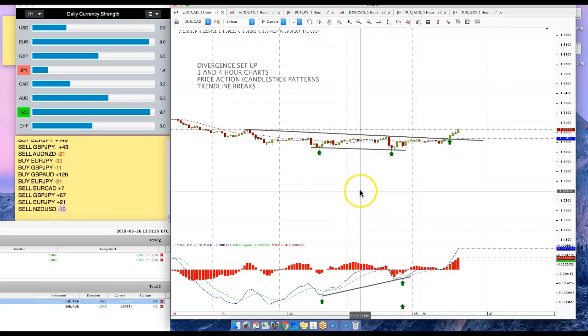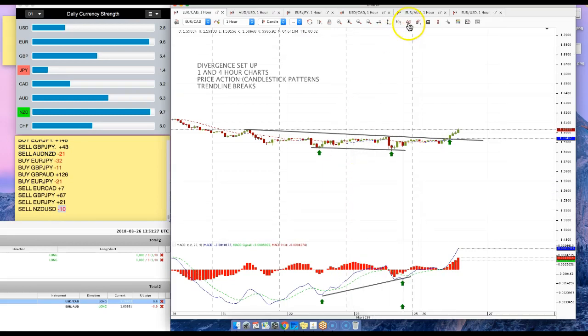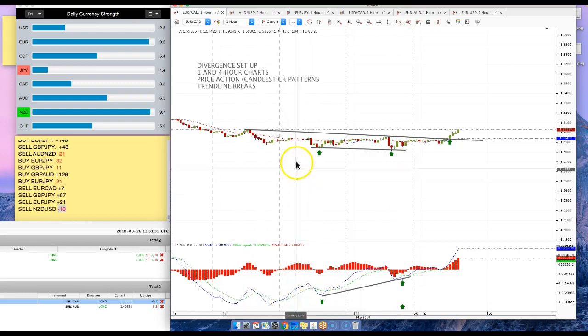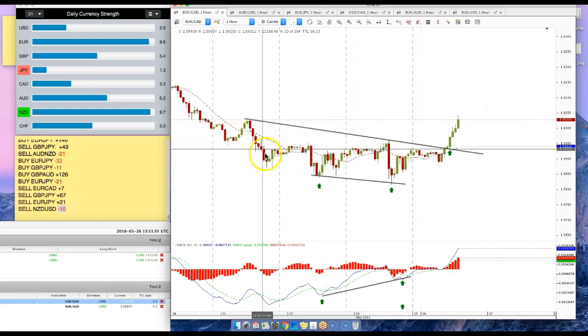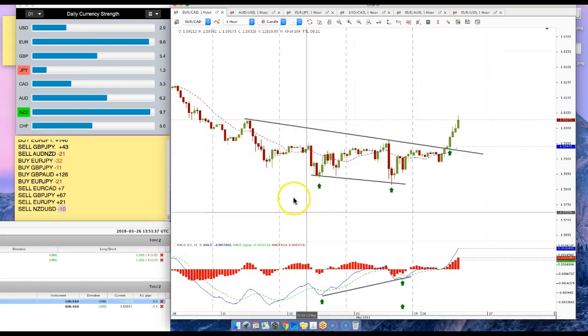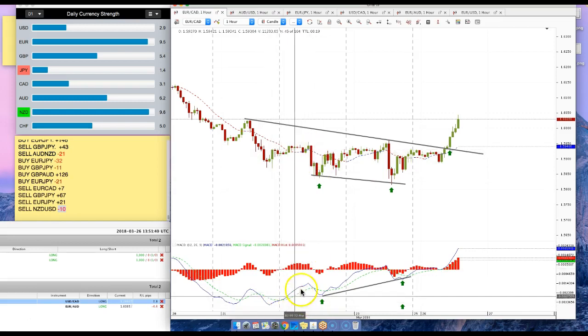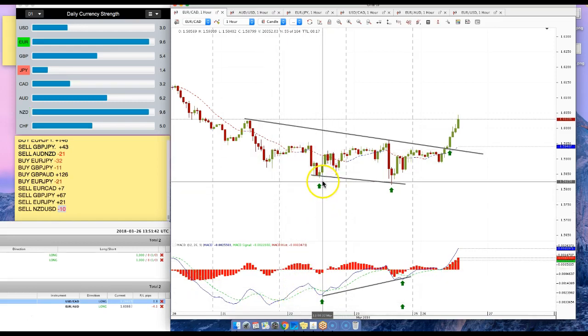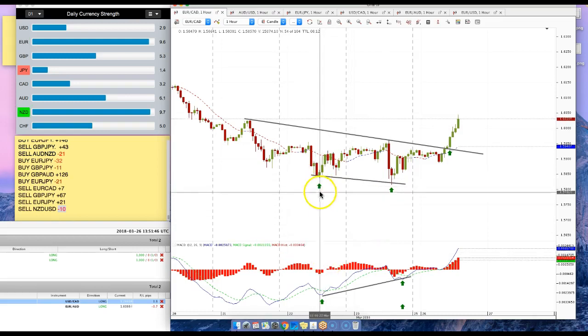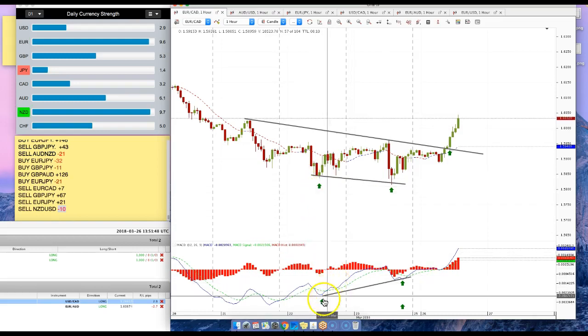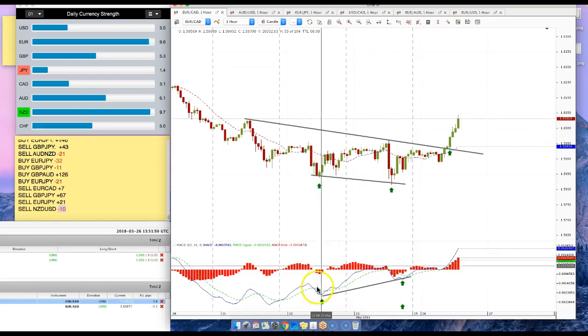So the first thing I look for is, well, let me first explain. The MACD indicator down here is a copycat of price. So if price goes down, MACD goes down. If price goes up, MACD goes up. But what happens occasionally is when price goes in the opposite direction of MACD. And here we have this wave pattern.